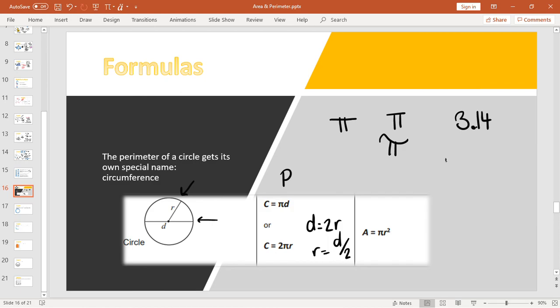And then area is still called area, and it is pi times the radius squared. So don't use the diameter for area. You must use the radius, and remember your order of operations. Square it before you multiply by pi.